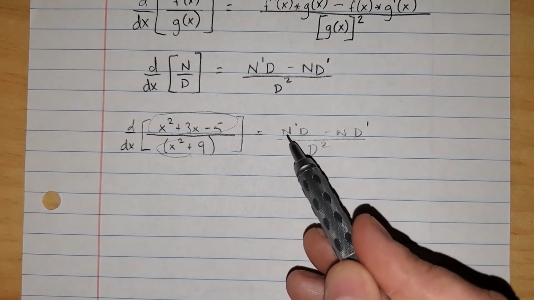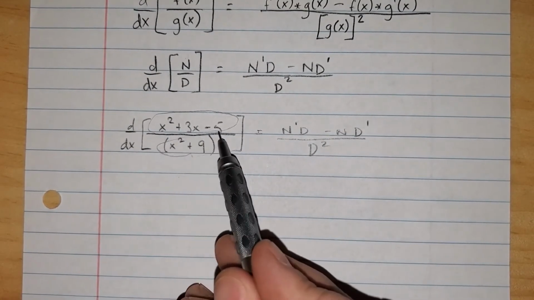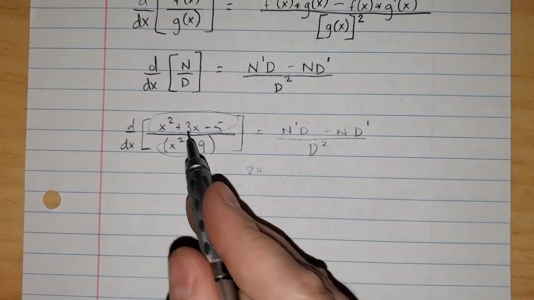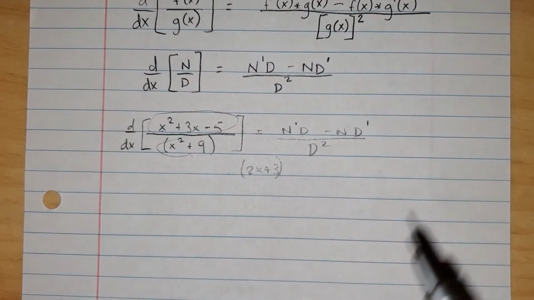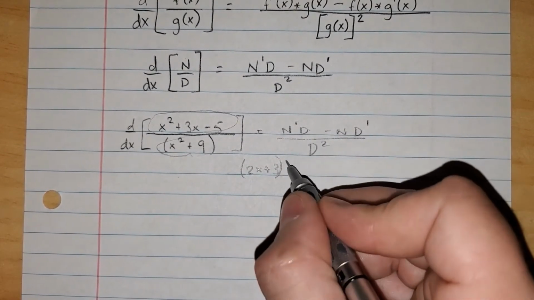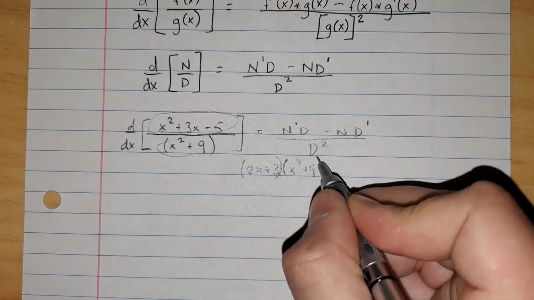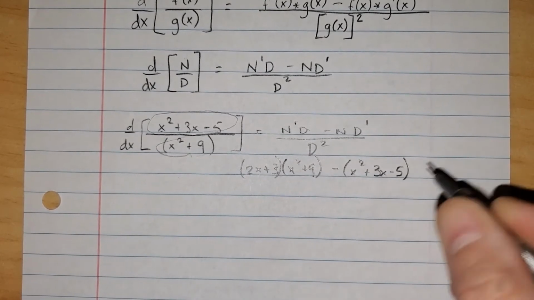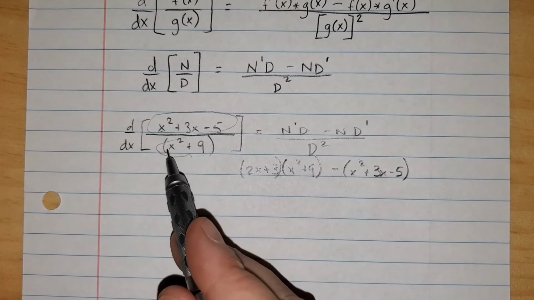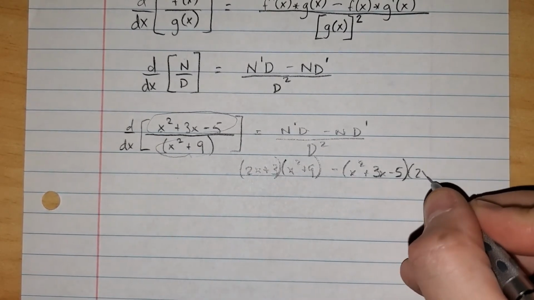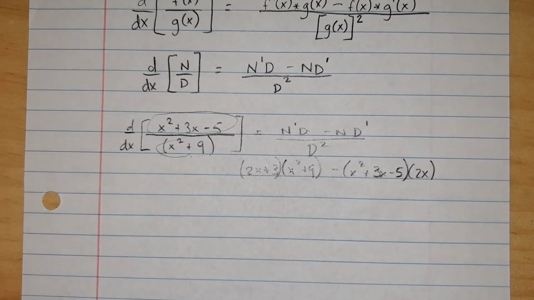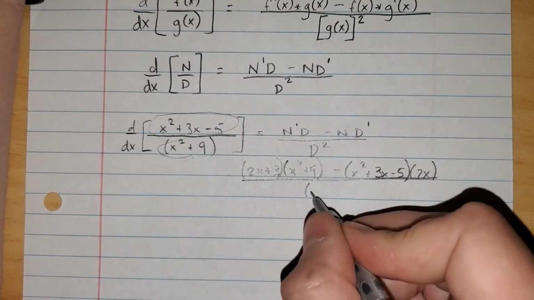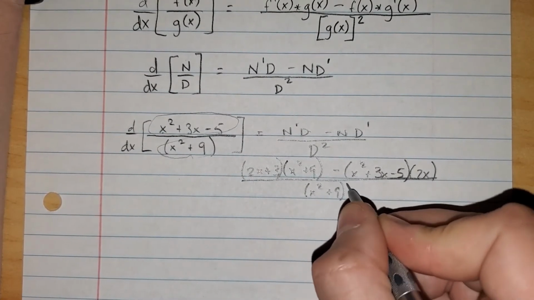Now, we're going to go in steps. What is n prime, right? The derivative of this numerator, right? So that'll be 2x plus 3. That's n prime, right? D, just copy, x squared plus 9. Minus n, just copy, times d prime, okay? Well, times 2, lower that by 1, we get 2x, and the derivative of 9 is 0, okay? And that's going to be over d squared. So that's going to be over x squared plus 9 squared.